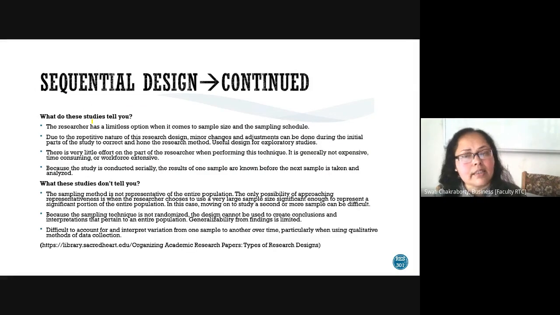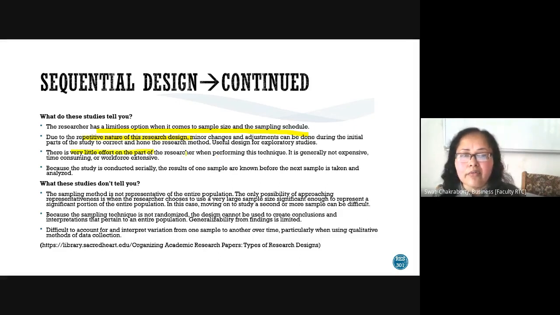What do these studies tell us? The researcher has a limitless option when it comes to sample size and the sampling schedule. And due to the repetitive nature of this research design, minor changes and adjustments can be done during the initial parts of the study to correct and hone the research methods.